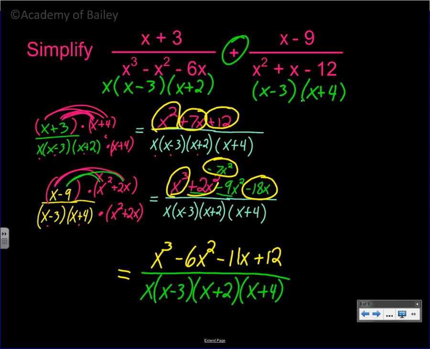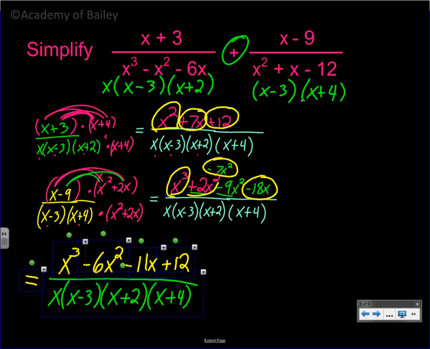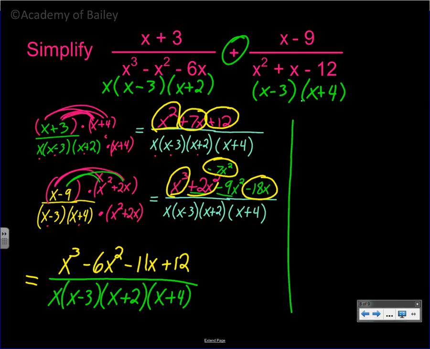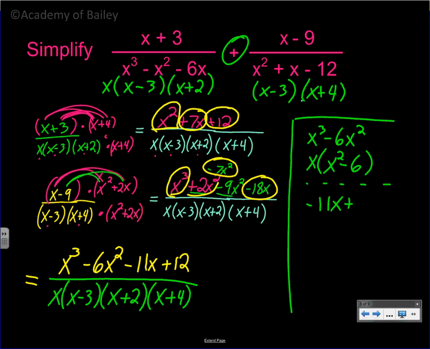Okay, now we should see if we can factor. Let me get some working space here. We have x cubed minus 6x squared. What can you factor out of those? You can factor x, so that would be x squared minus 6. And then we also have negative 11x plus 12.